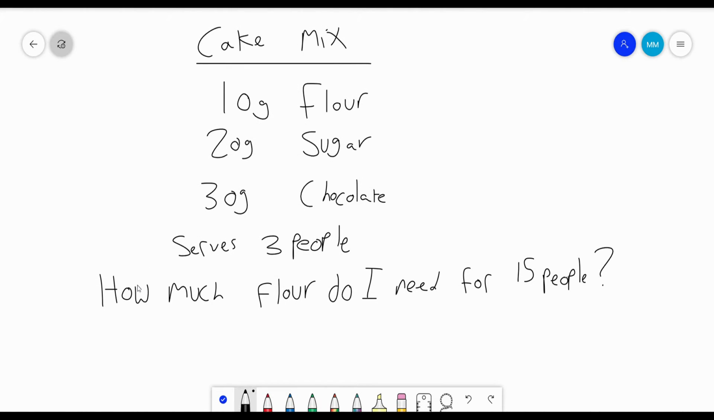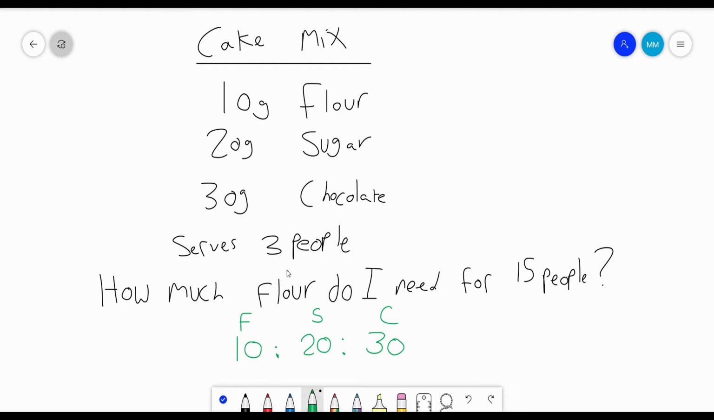I'm going to do this in a different color pen. So what do I already know? Well, I know I've got 10 grams of flour. I know that I need 20 grams of sugar. I know I need 30 grams of chocolate. Notice I put these 2 dots each time to separate the numbers out. And I can also put a label on this. So we'll have F for flour, S for sugar, and C for chocolate.